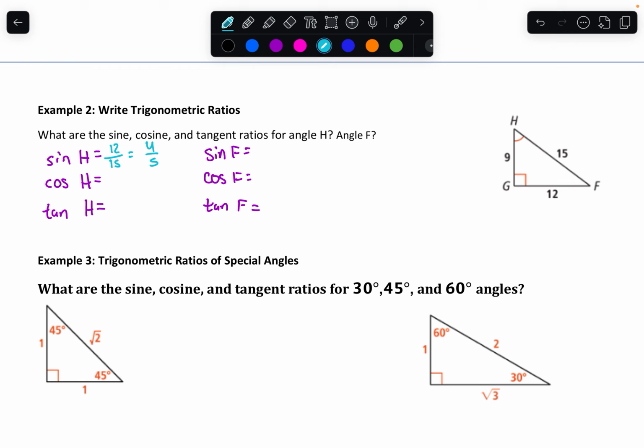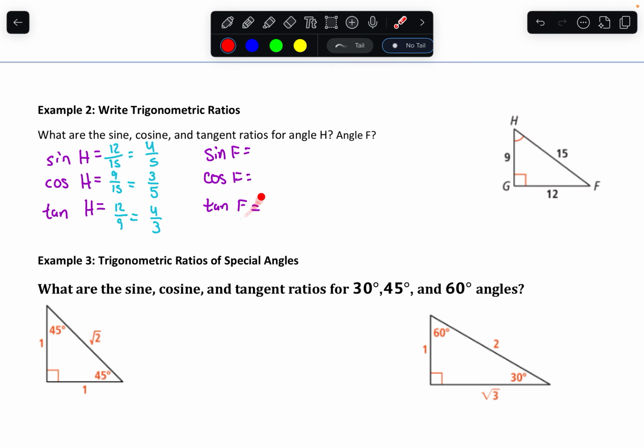The cosine of H means we're going to stand on H and look at adjacent over hypotenuse, which is equal to 9 over 15, which simplifies to 3/5. Tangent means we're going to look at opposite over adjacent, which is 12 over 9, which is equal to 4/3. So again, what that means is if I'm standing on H, the opposite side is 4/3 of the adjacent side. And that will change if my angle measure changes.